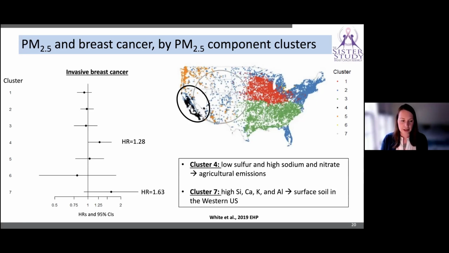We also saw a higher risk among women living in cluster 7, although it was more imprecise. And this is a more diffuse Western-based cluster. It's the gray dots that are kind of spread out across the West. And this profile was characterized by being high in transition elements, which is really thought to be indicative of the surface soil in the Western US.